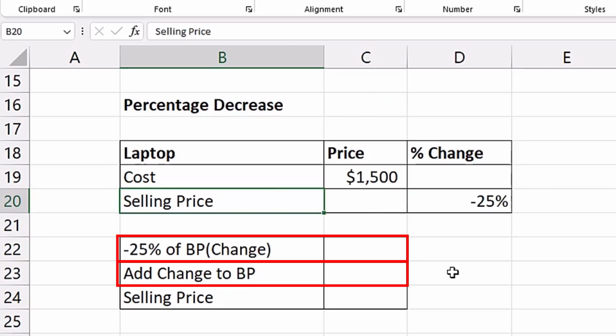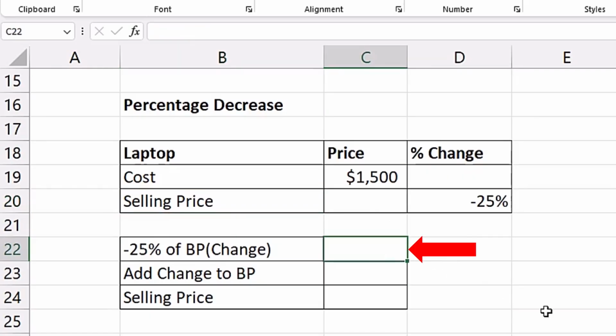So let's first do the two steps below here. I'm going to click on this cell and do equals to. We are first going to get the change. So we are going to do negative 25% of, that is times the cost of the laptop, which is this price here. So this one is going to give us the change in the price of the laptop. When I hit enter, you can see that the price of the laptop went down by $375.